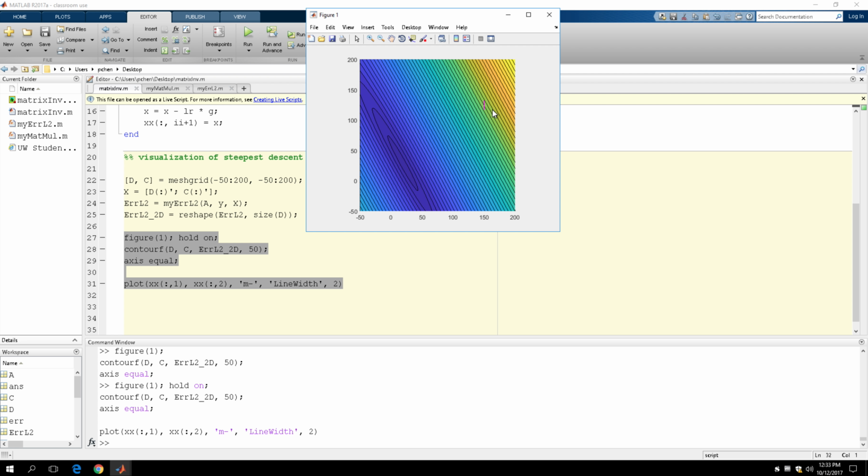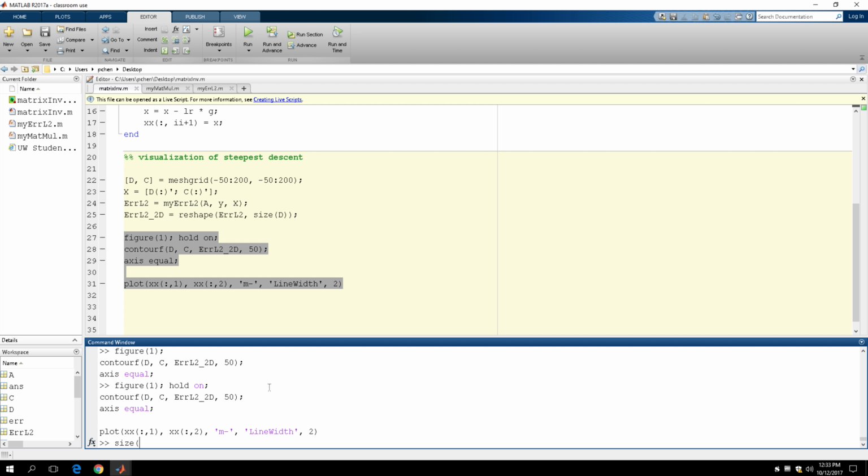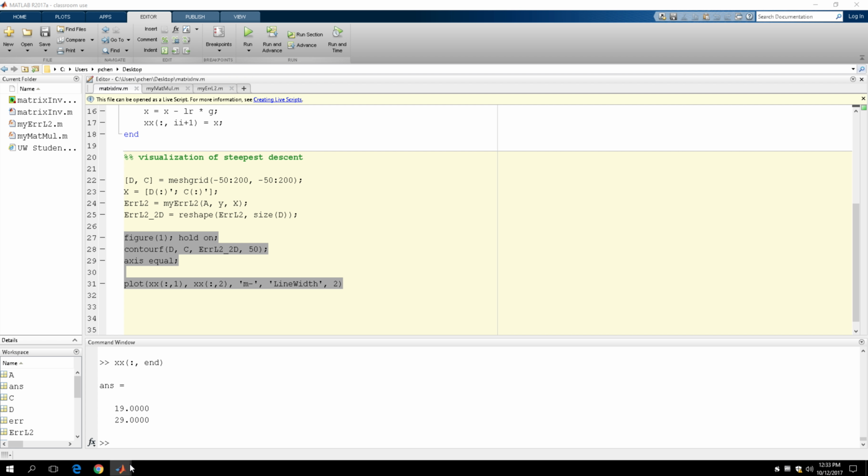It doesn't look right. We started with 150, and then stopped at where? Let me take a look at the size of XX. Let me look at the last column of XX. Looks like it's right. But why is it not plotting? Why is it not plotting, right?